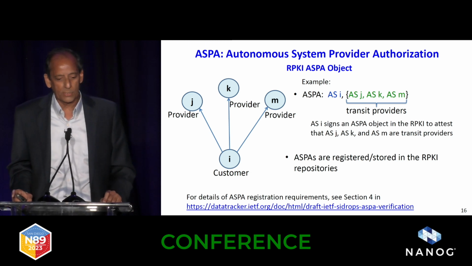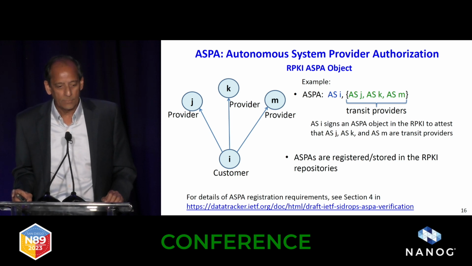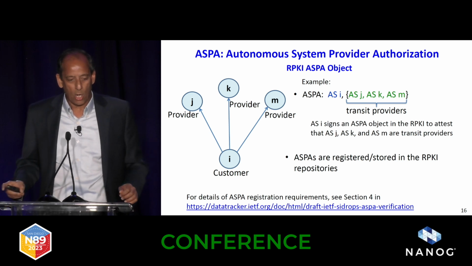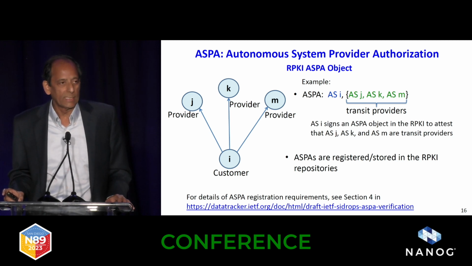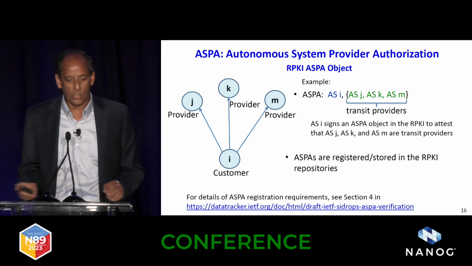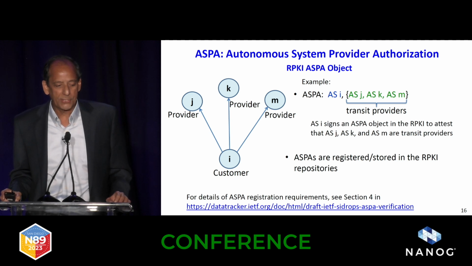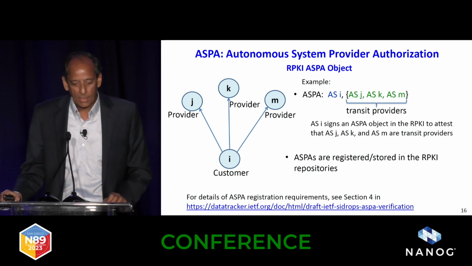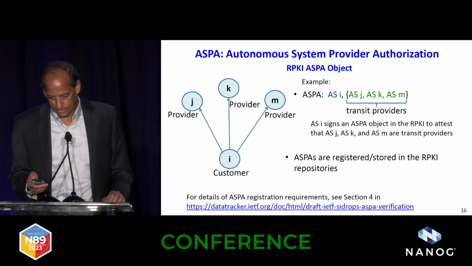So from the profile draft, one can draw this simple picture to explain what ASPA is. Again, ASPA stands for Autonomous System Provider Authorization. So this is an RPKI object. Any AS can create this and put it in the RPKI repository. So it's a signed object using the RPKI. In this case, customer I lists provider J, K, and M as its providers, transit providers. And these ASPAs are registered and stored in the RPKI registries.